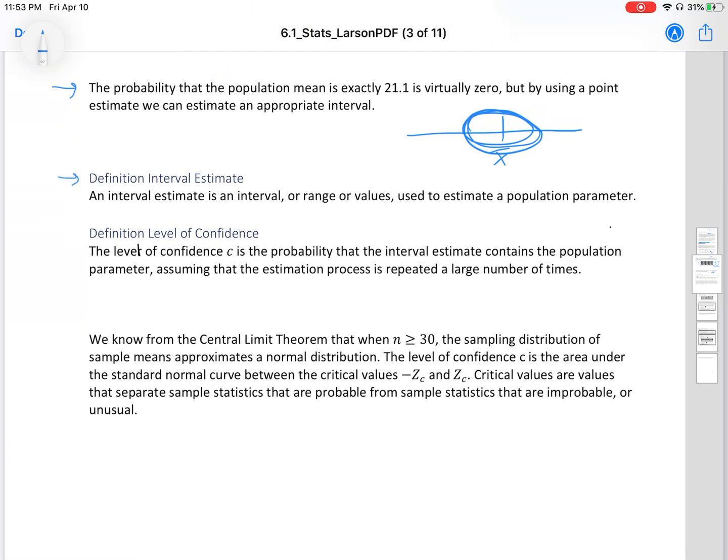Definition of interval estimate. An interval estimate is an interval or a range of values used to estimate a population parameter. Definition of level of confidence. The level of confidence c is the probability that the interval estimate contains a population parameter, assuming that the estimation process is repeated a large number of times.